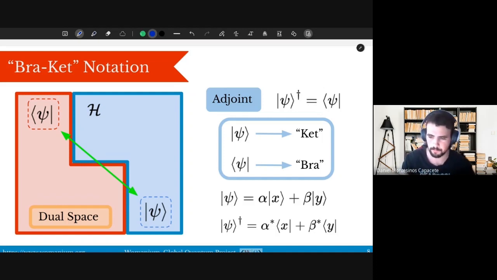So you have your Hilbert space here, right? Your Hilbert space is the blue. This is just a graphical representation that doesn't really have a special sense.